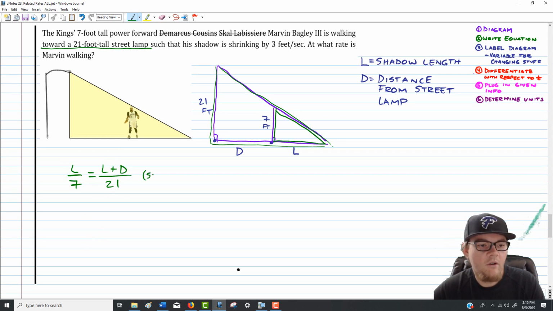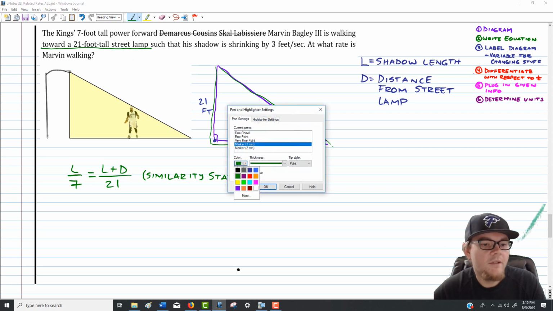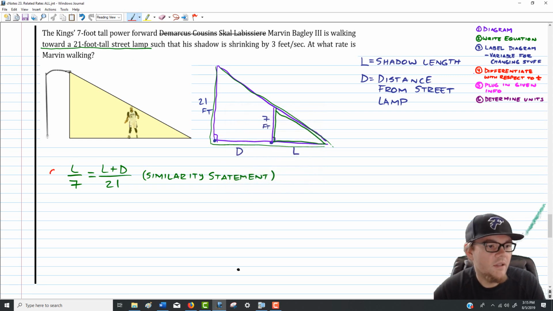This comes from the similarity statement, I guess would be a good way to say it. This is the statement of proportionality. I think that's a good way to say it too, although again my mind's not fully here. So we've got those ingredients both in place. We've got our equation set up. Our diagram's already labeled, which means it's up for us to differentiate this implicitly.